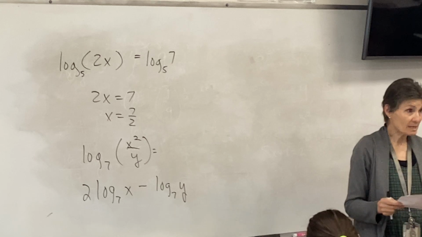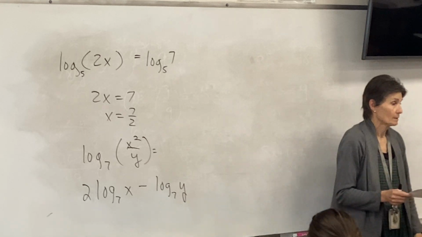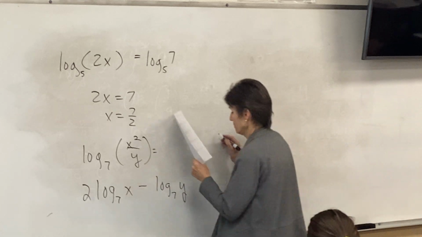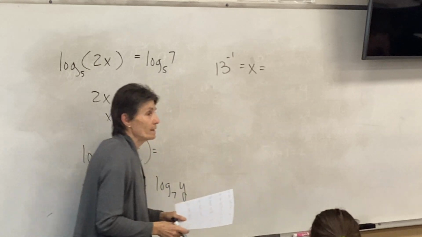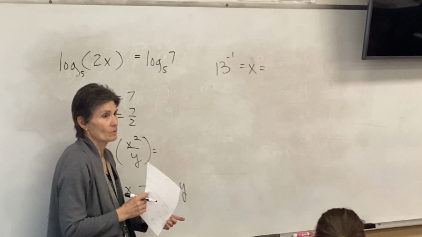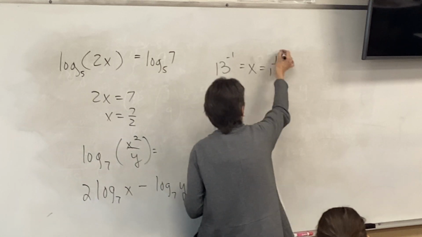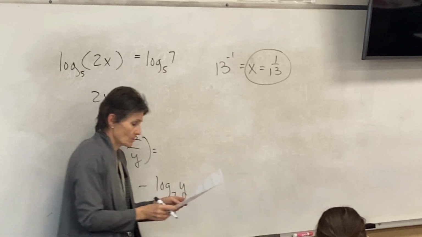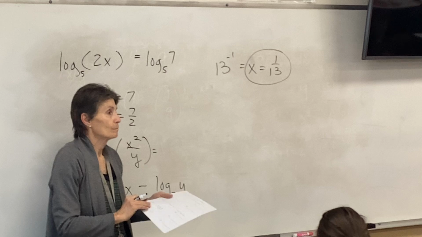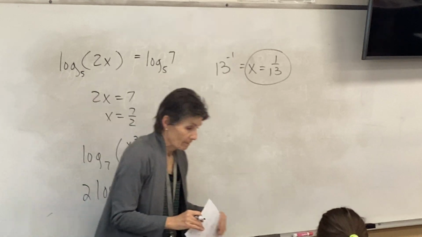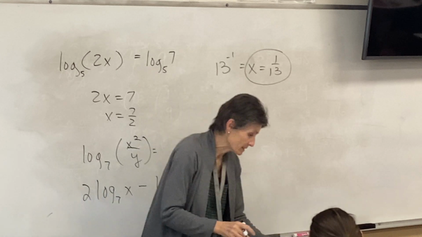Now 10 does have an equals, so I will be looking for x equals. What am I gonna do with number 10? 13 to the negative first equals x. What does 13 to the negative first mean? 1 over 13. So x equals 1 over 13 is the answer to problem 10. Okay? All right. Put that aside, and then let's get our practice test back out.